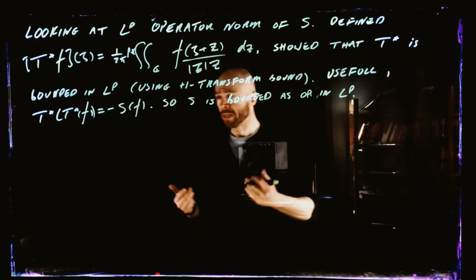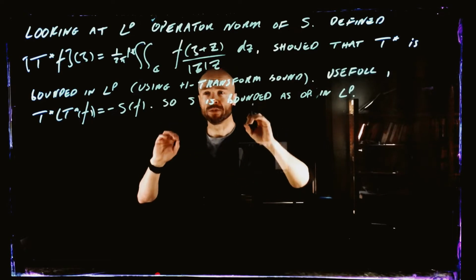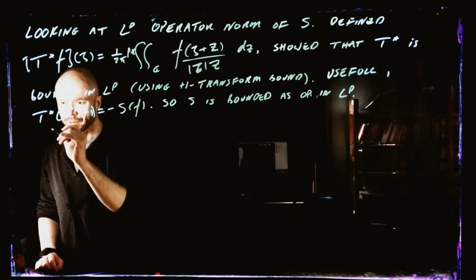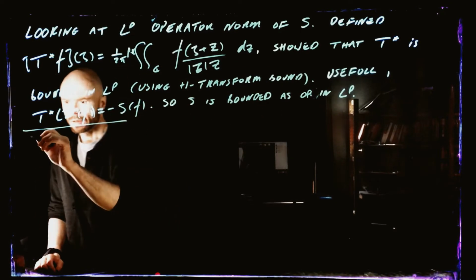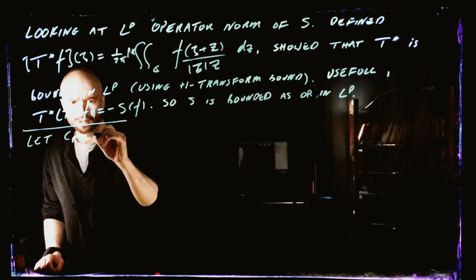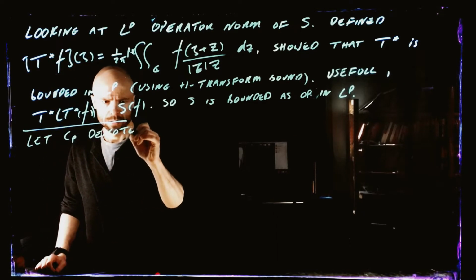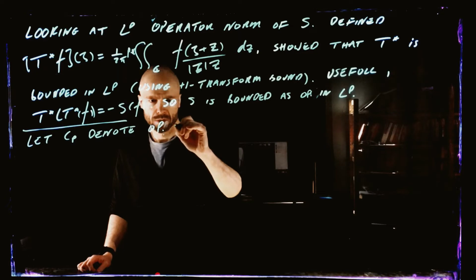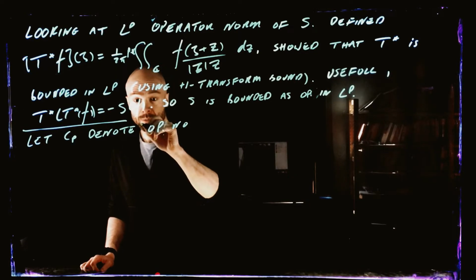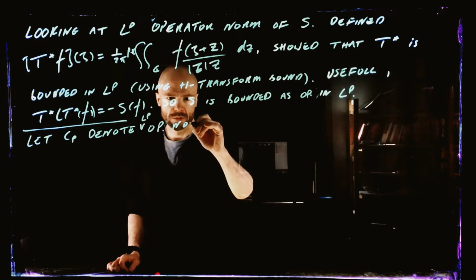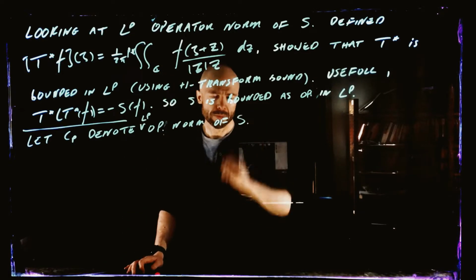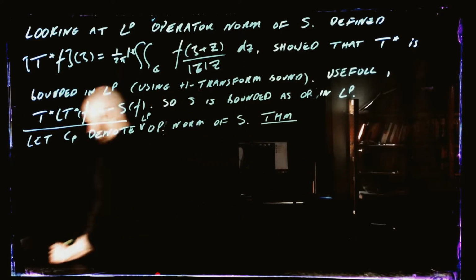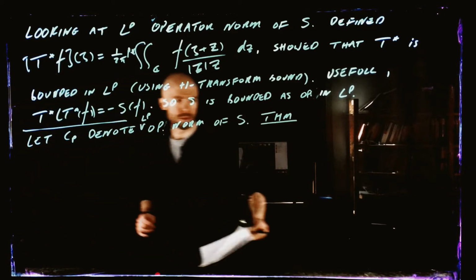Yeah, and all we need is a control on the actual operator norm, and this is where the control comes from. Let CP denote the LP operator norm of S. Then there is a theorem, and it comes with some names, the Riesz-Thorin convexity theorem.